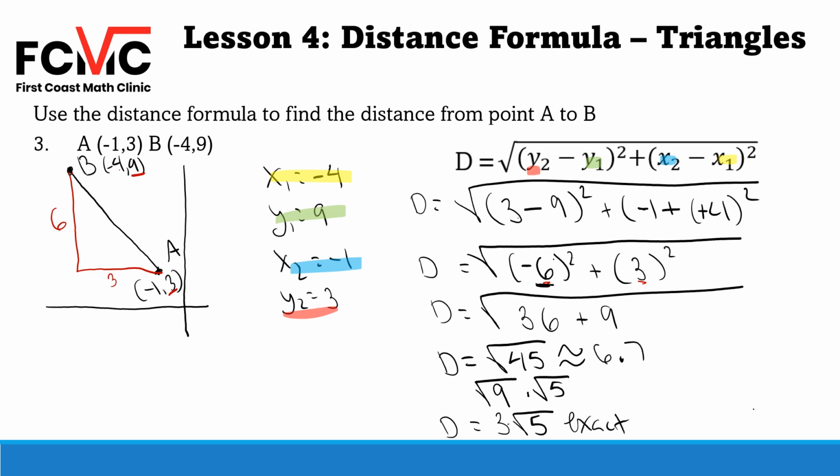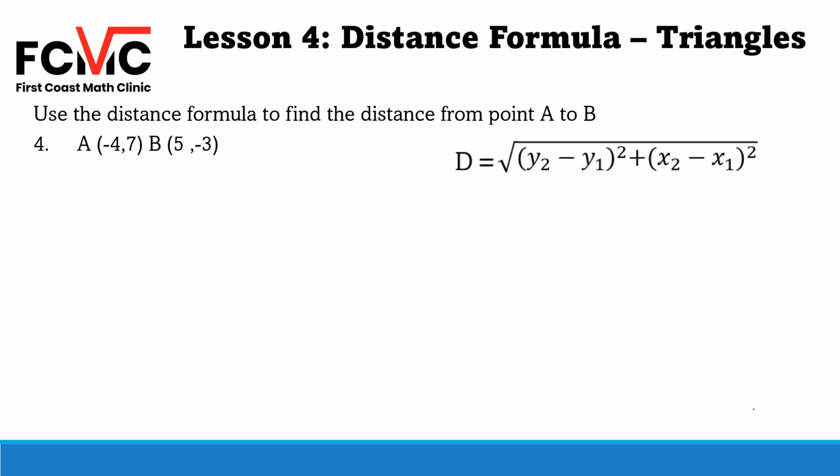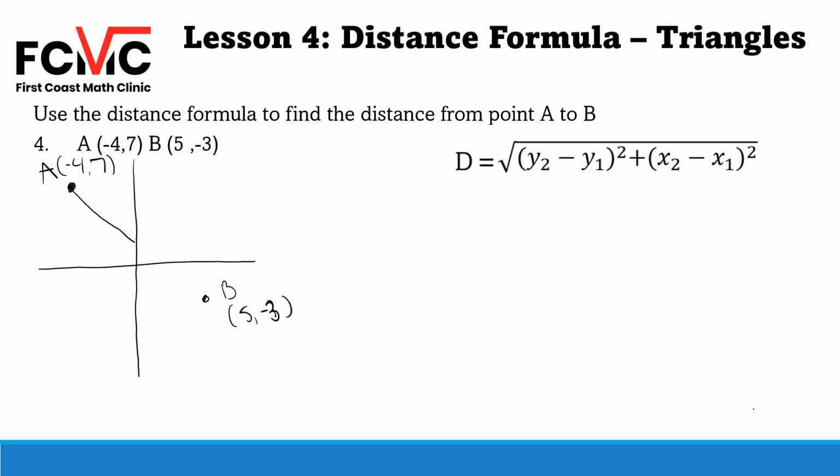Okay. All right, let's get into a couple more examples. All right, so let's do one more example. We've got A is negative 4, 7. B is 5, negative 3. So we've got negative, positive, negative. So our coordinates are going to be, A is going to be in quadrant 2. So negative 4, 7 is going to be right here. And then 5, negative 3 is going to be in quadrant 4. So B, 5, negative 3 is going to be right here. So we want to find the distance between A and B.